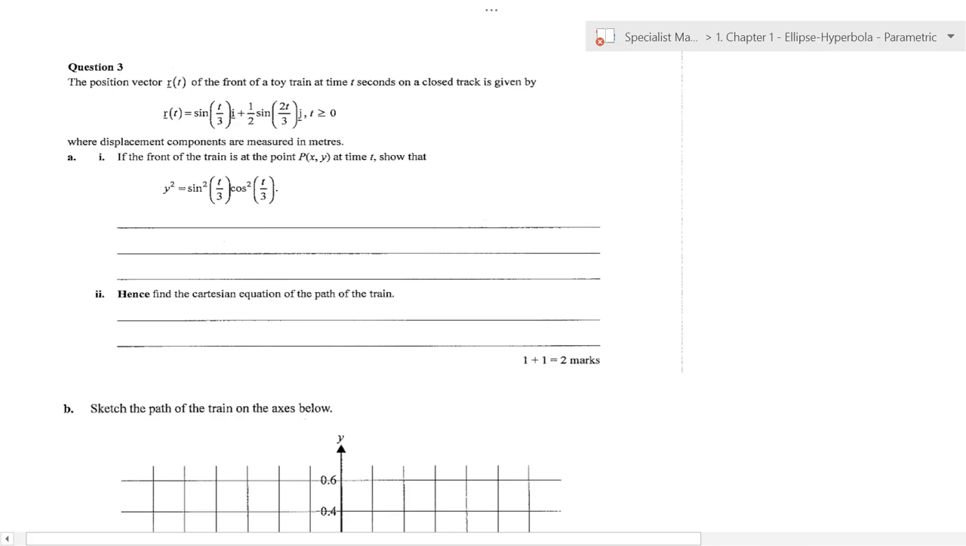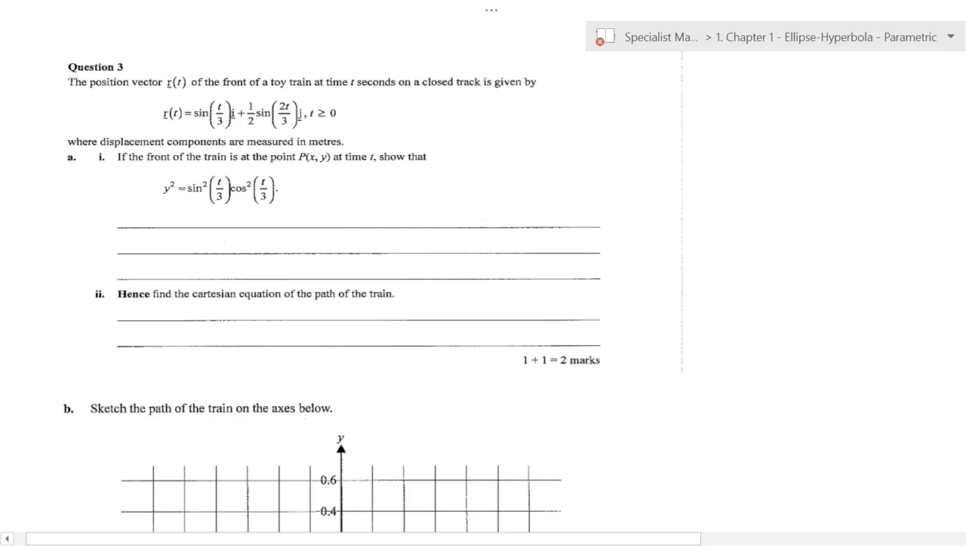remember, this is a vector calculus question: the x component is the i, the y component is the j. My hint to you is, what do you notice about 2t on 3 compared to t on 3? About the angles. This is double the angle of this. So the relationship you'll need to use is the double angle formula. See, there's a lot of things to realise just to get the first couple of questions out.